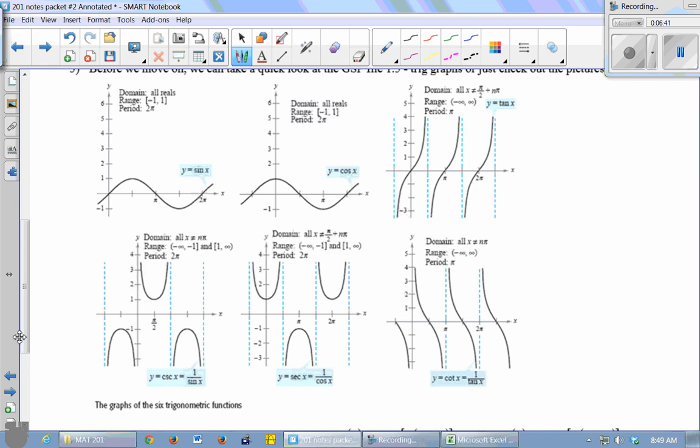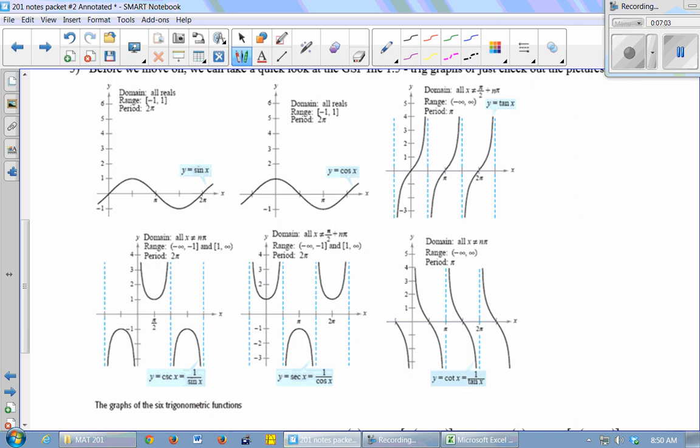These are pictures of the graphs of the 6 trig functions. You should be most familiar with these top 3. The bottom 3 come up every now and again, but you don't really need to know exactly what they look like off the top of your head all the time. But the top 3 are important: sine of x, cosine of x, and tangent of x.